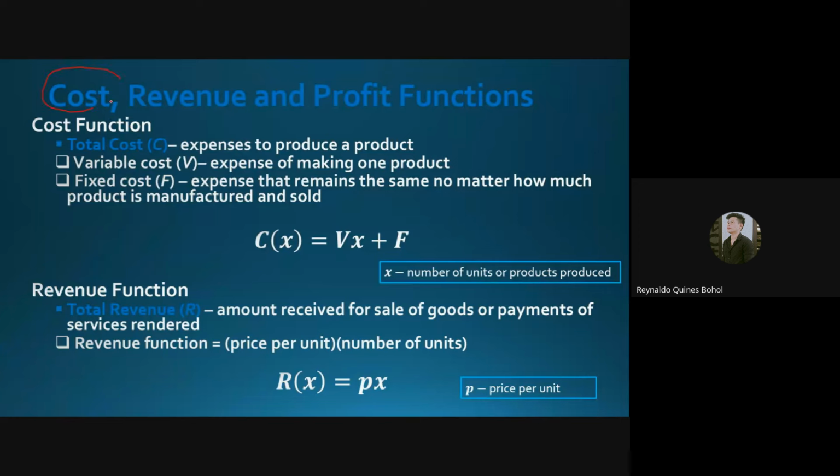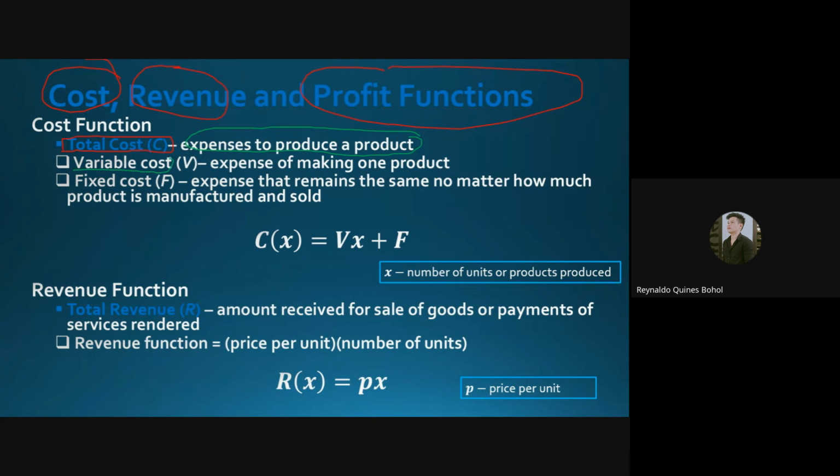So let's move on to cost, revenue, and profit functions. Tandaan niyo na ang total cost is denoted as letter C. And of course, letter C po ang total cost. Now, the meaning of total cost is yung expenses to produce a product. Kunyari, ikaw ay may business, tapos ang business mo is gumagawa ka ng parol. Sa parol, ang nagagastos mo sa isang product is 50 pesos. O 100 pesos na lang. Yun yung tinatawag na total cost.